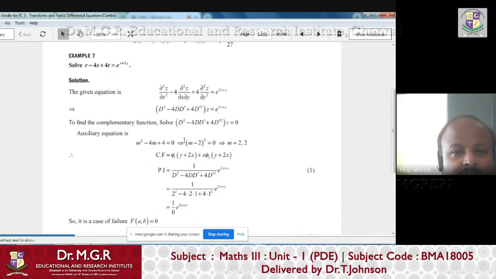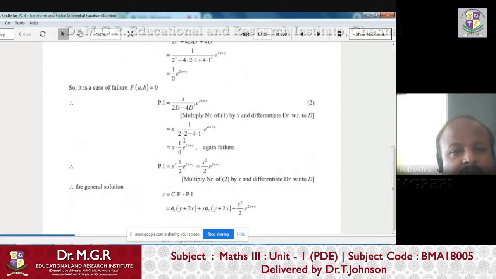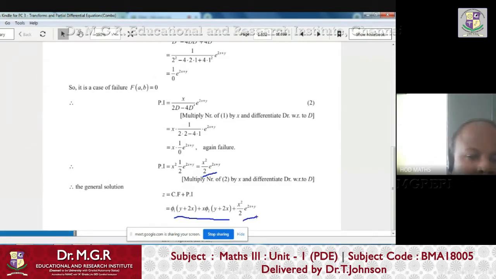Once you find the particular integral, you can simply write the solution as nothing but the complementary function plus the particular integral, right? And this is called the general solution of the given PDE. So the general solution is nothing but z equals complementary function plus particular integral. It is a relation between independent variable and dependent variable containing the arbitrary functions. Since the given PDE is of order 2, it has 2 arbitrary functions. So this is a general solution, right?